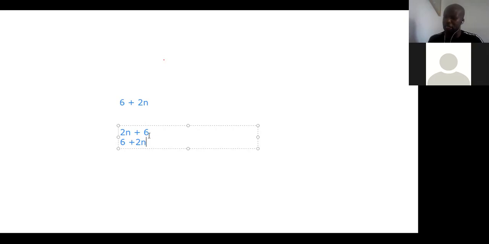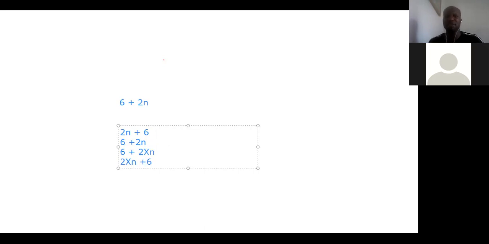The expression can also be written as 6 plus 2 multiplied by n. It's still the same thing we are talking about, isn't it? We can write the expression in different ways: 6 plus 2n, 6 plus 2 multiplied by n. I'm trying to look at the other way we can write it. We can write 2 multiplied by n first, then we add 6.